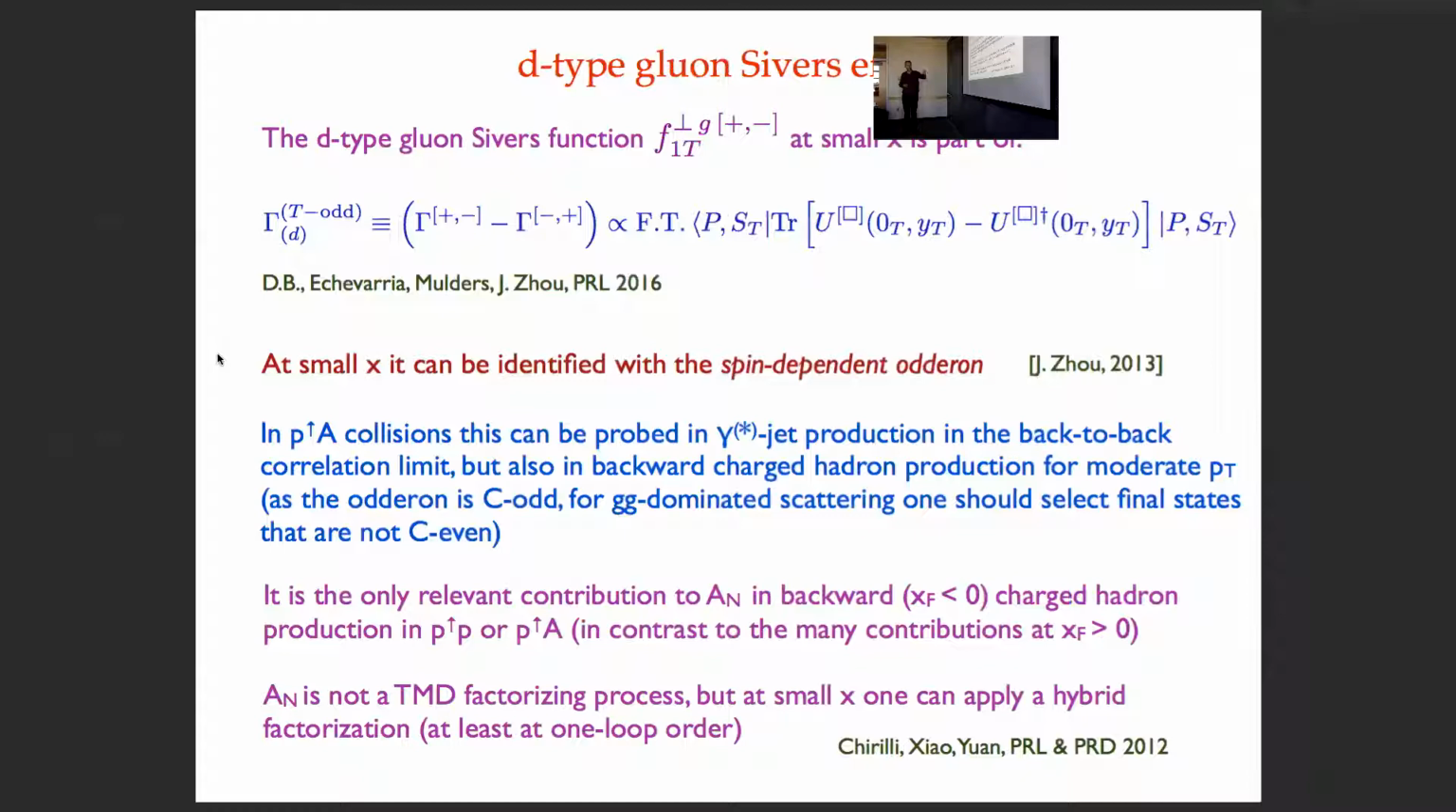So there is an observable which, at least in small x, you can motivate. At large x you cannot, because it's not a TMD factorizing process. So what exactly do you do? A polarized proton, colliding with the ion, doesn't matter. But you want to have small x in the polarized proton. So the produced hadron has to go backward.